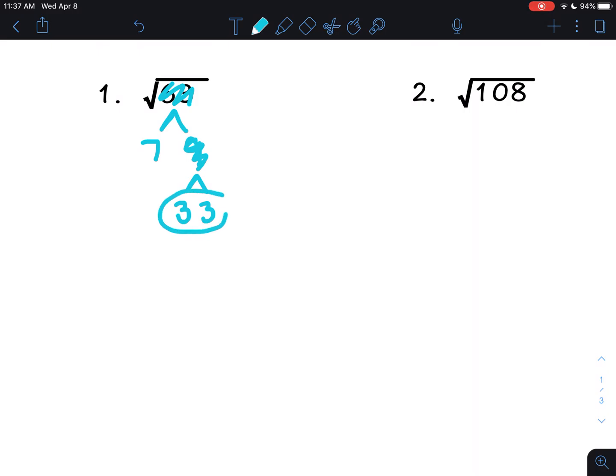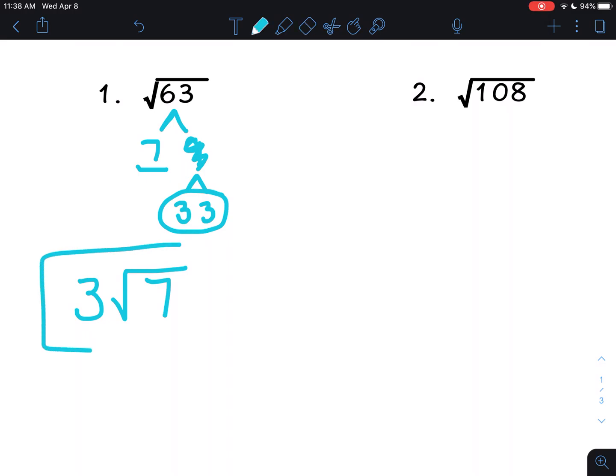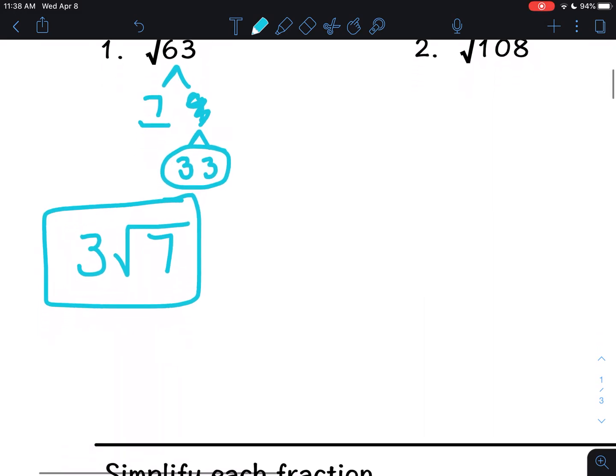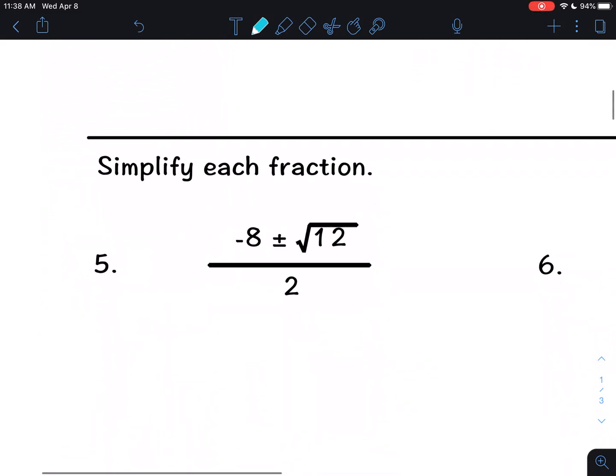This is the prime factorization. You're going to circle any pairs you have, underline anything that doesn't have a pair. One of the circled values goes out front. Whatever's underlined goes underneath. So the square root of 63 is equivalent to 3 times the square root of 7. We're going to use that property down here.